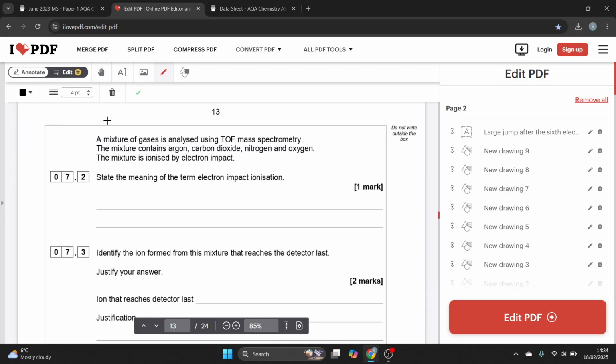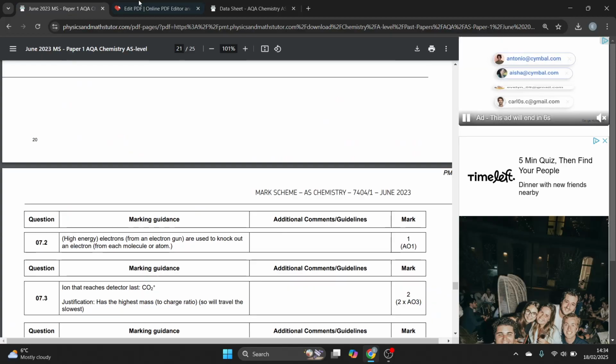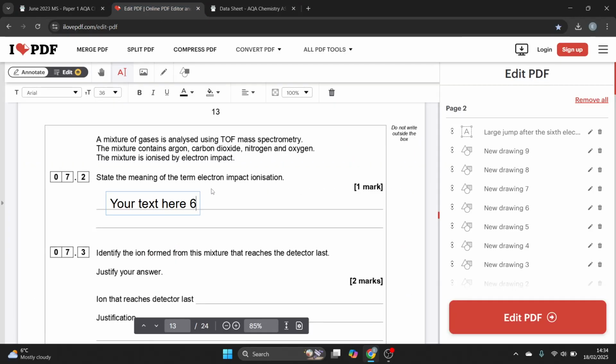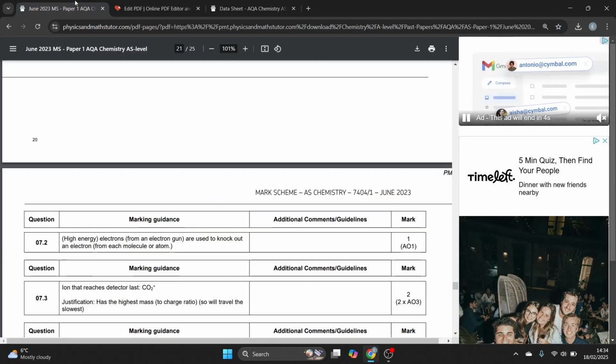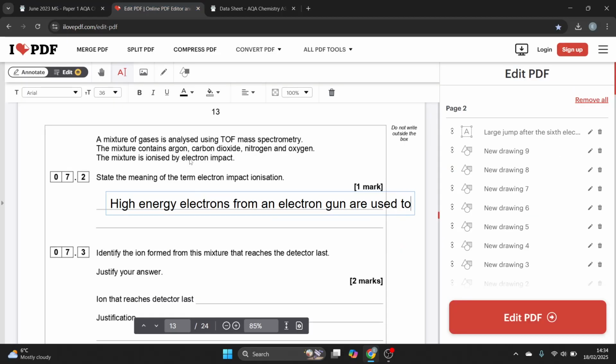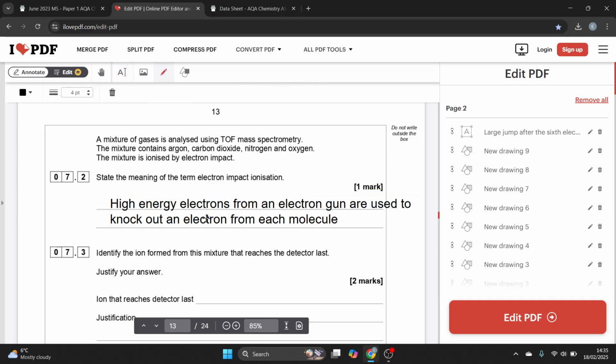State the meaning of the term electron impact ionization. High energy electrons from an electron gun are used to knock out an electron from each molecule.